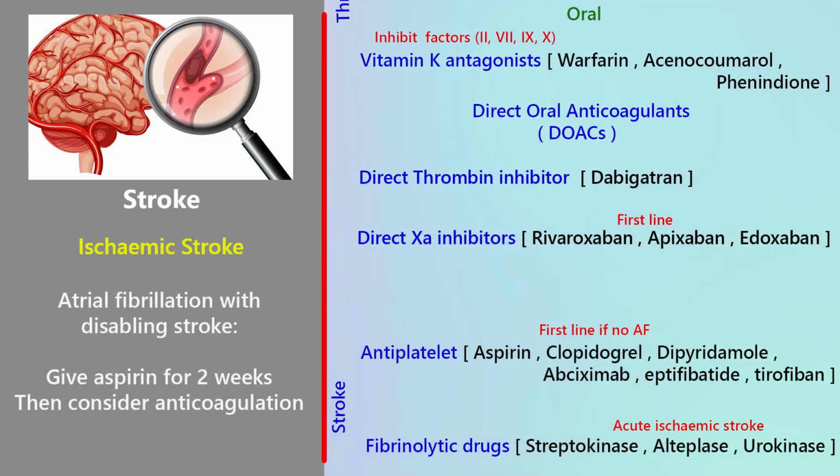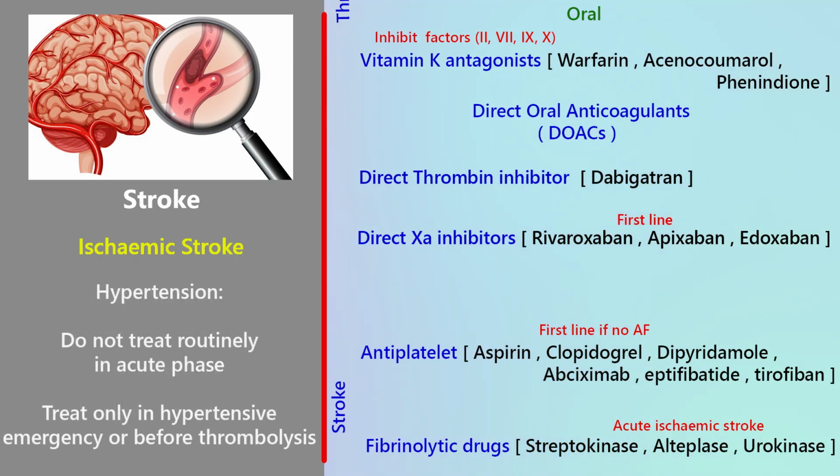If the patient has atrial fibrillation with a disabling stroke, give aspirin for 2 weeks, then consider anticoagulation later. For patients with prosthetic heart valves, if hemorrhagic risk is high, stop anticoagulation for 7 days and substitute with aspirin.